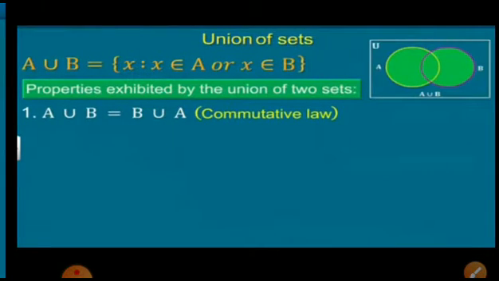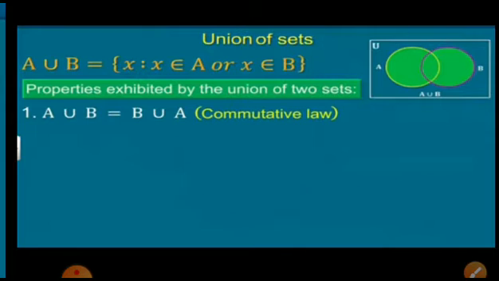Next, we'll see some properties of union of sets. First is your commutative property. Commutative property, yes, in case of your addition. What is 1 plus 2? 3. What is 2 plus 1? 3. That means what we have studied, addition is commutative in case of your natural numbers.